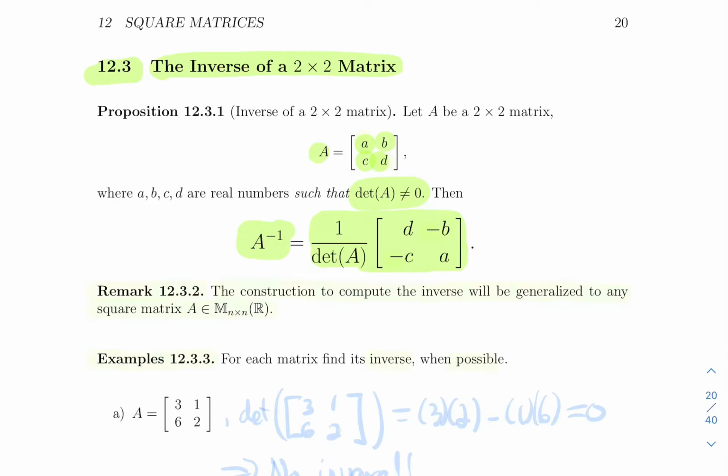And then what you do is you swap the position of a and d, and you change the sign in front of b and c. And this is how you construct the inverse of a 2 by 2 matrix. But again here, very important remark, this is only for 2 by 2. We will find a way to compute the inverse for n by n, and I'm expecting you to be able to do that on a test.